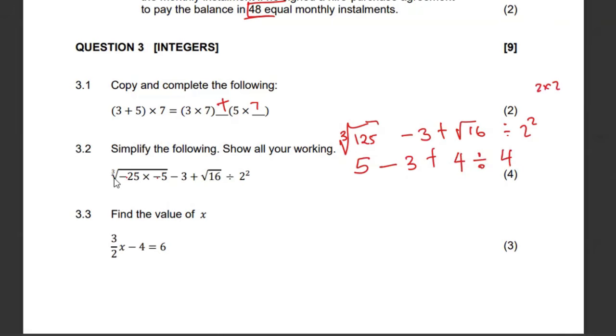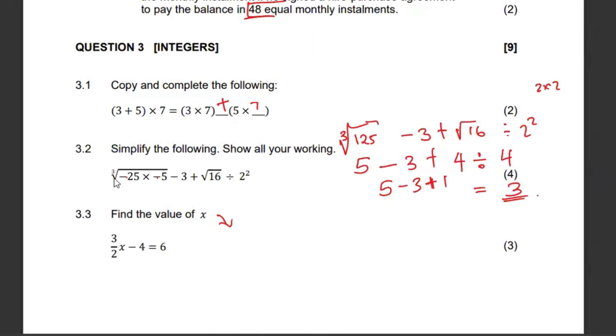By BODMAS, we start with division. So 4 divided by 4 is going to be a 1. So 5 minus 3 plus a 1. What's 5 minus 3? That's a 2. 2 plus 1 is going to be a 3. So that becomes the final answer.